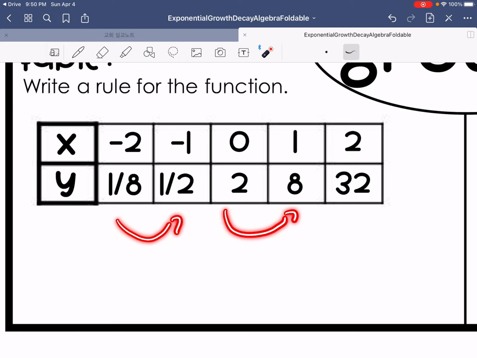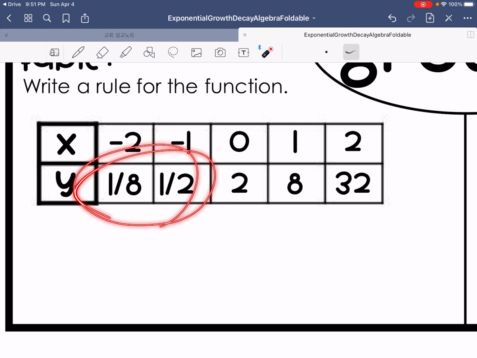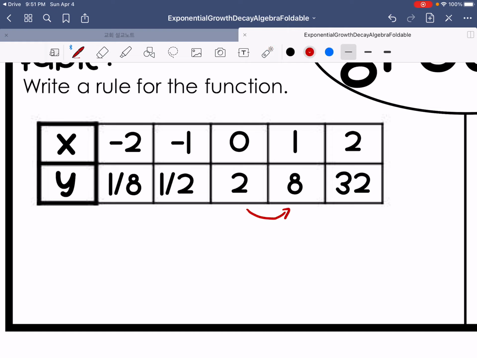So here, do you see any patterns? I mean, for x values, we just do -2, -1, 0, 1, 2. Like you can see it increased by 1. But what about these y values? Fraction, well, we are not really familiar with fractions. So let's look at the numbers. 2 to 8 and 8 to 32. What happens? Do you see these are multiples of 4? That's what you have to know. So these multiples of 4, they're all multiples of 4.